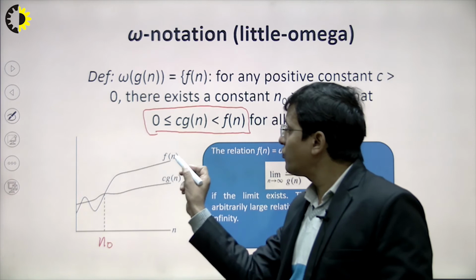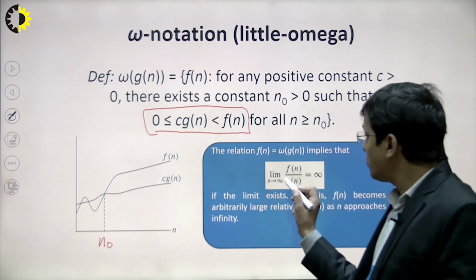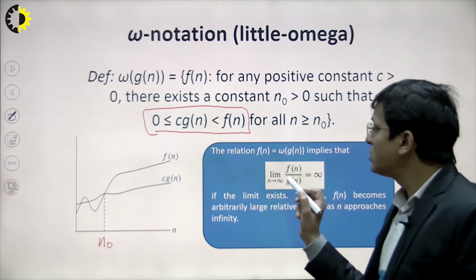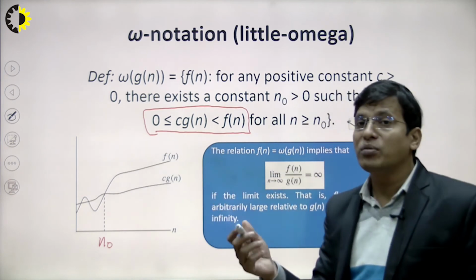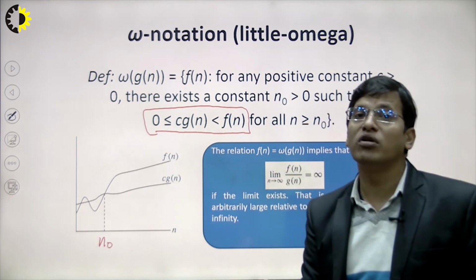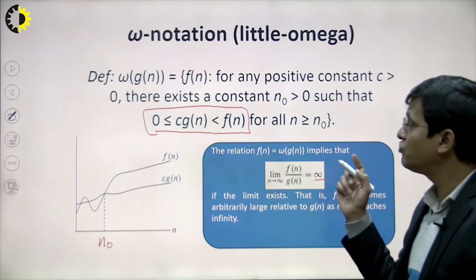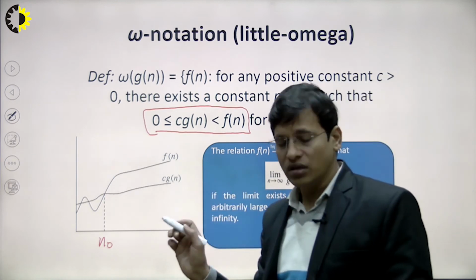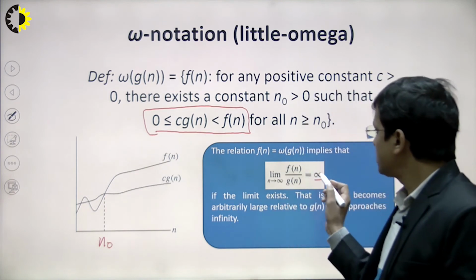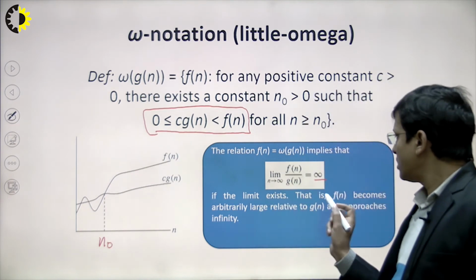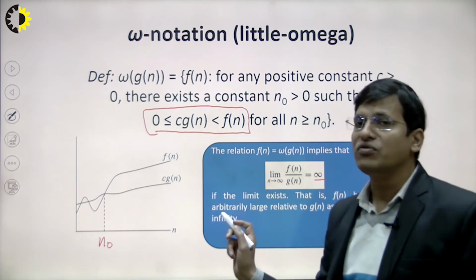So that's why the limit of f of n by g of n for a large number of inputs will give infinity, because g of n is very small and f of n is very high, right? If we are dividing a large value by a smaller value, that will also give infinity, right? This is similar to the big omega notation, except there is some other condition, and the function becomes arbitrarily large relative to g of n as n approaches infinity, right?